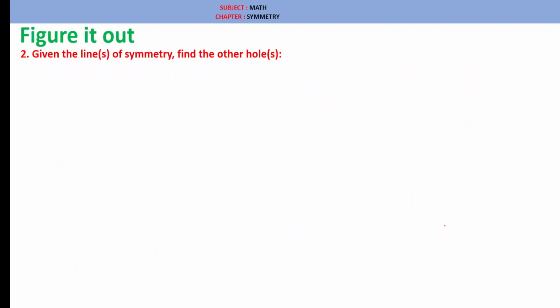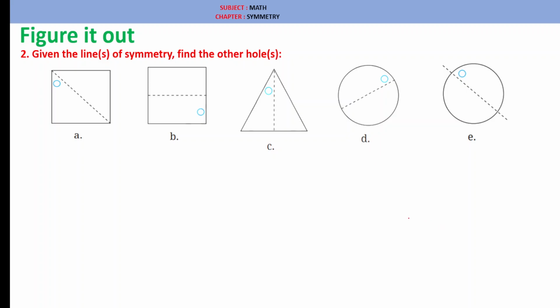Figure it out. Question number 2. Given the lines of symmetry, find the other holes. So the line of symmetry is given. We need to find the other hole.